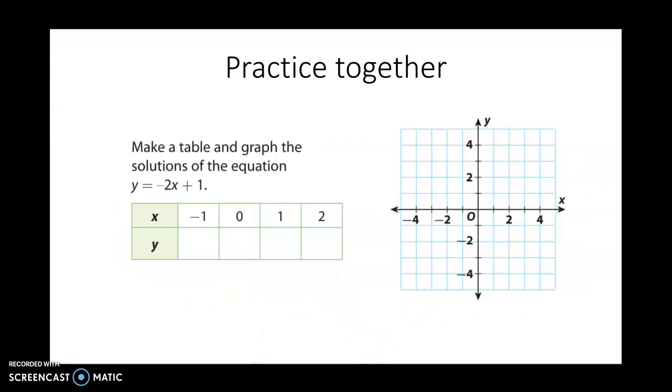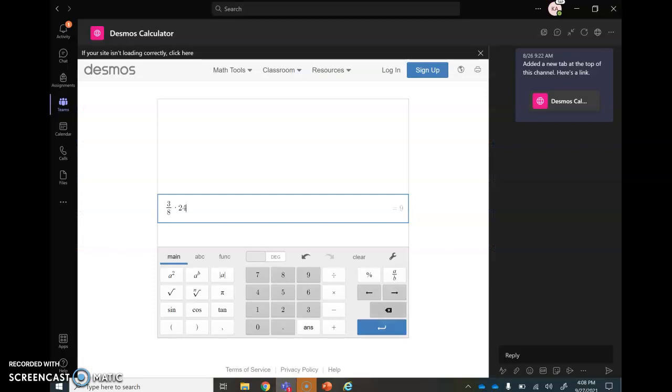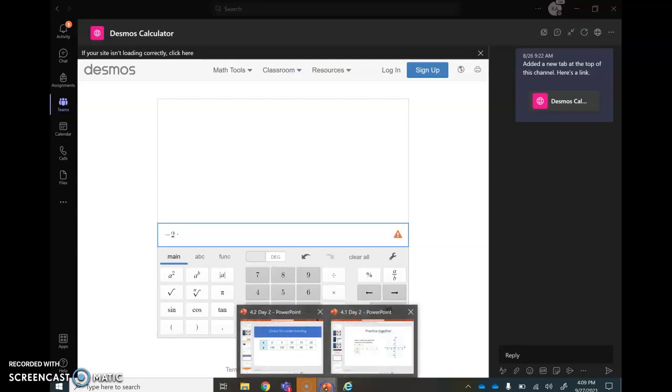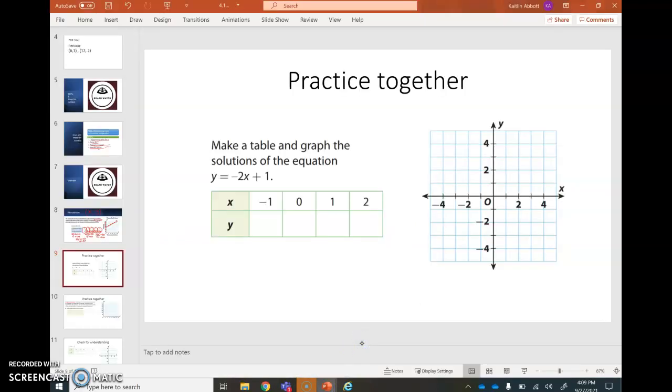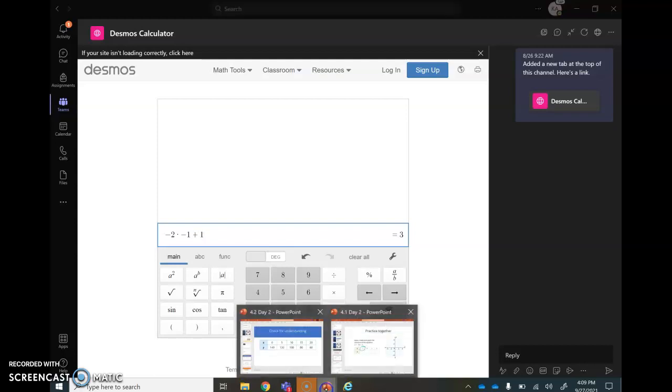Let's do another one. Okay, we've got negative 2x plus 1. So it's super easy. Shove these in the calculator. Okay, now there's no negative sign on Desmos. You have to do minus. Minus 2, same thing as negative 2, times what? Times negative 1. And then we're going to do plus 1. So times minus 1 plus 1 gets us 3. So let's write that answer in.